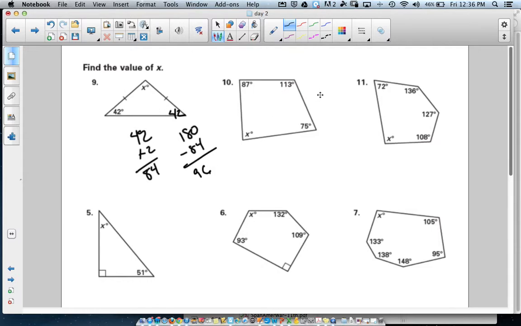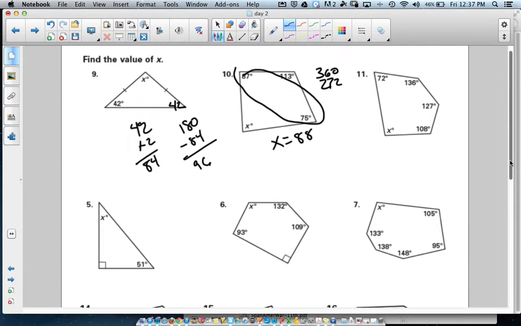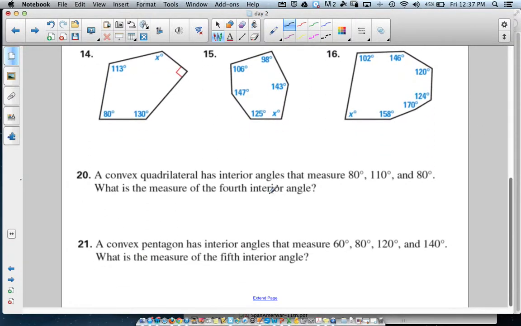You do the same thing here. You add up 113 plus 87 plus 75. Those three angles add to 275. We know this is a quadrilateral, so the total is 360. And then we just subtract, so x is equal to 88. That is the whole process of how to do this. Good luck.